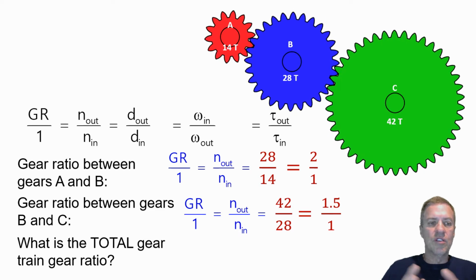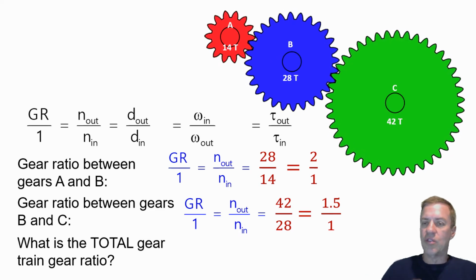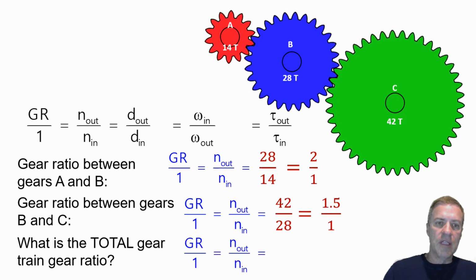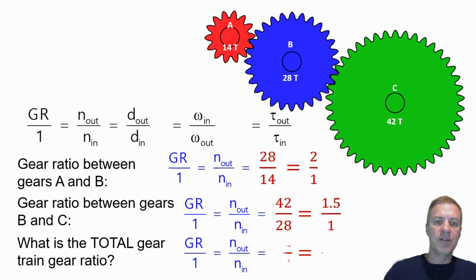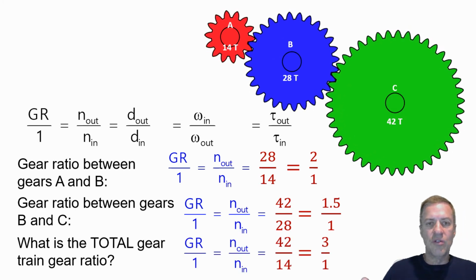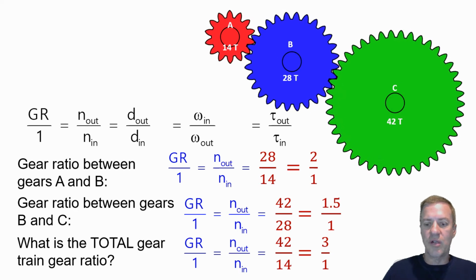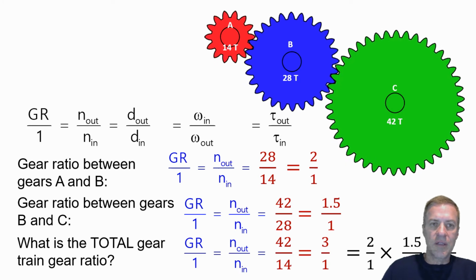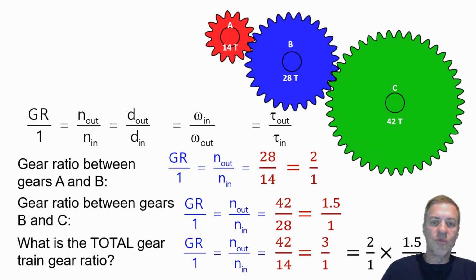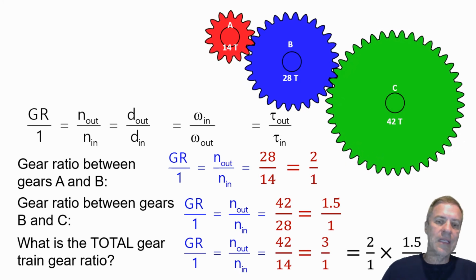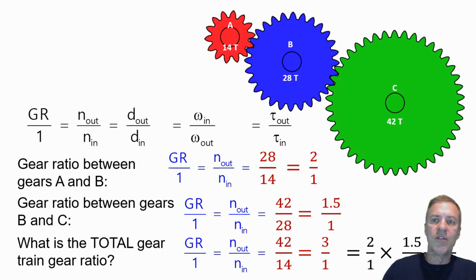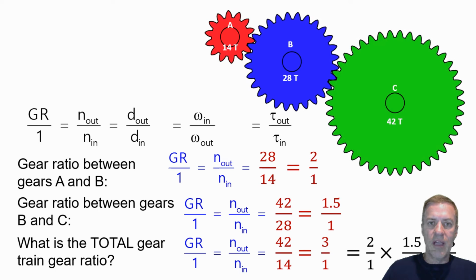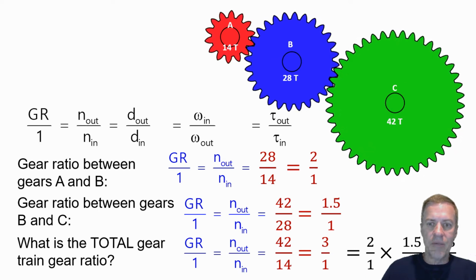So if we look at the total gear train ratio, there's two ways we can do it. We can just look at the input gear and the output gear, which gives us 42 divided by 14, which is 3:1. Or if we multiply the gears together, 2 times 1.5 is 3. Again, we get 3:1. So it doesn't matter if we look at all of them or just our input and our output in this type of gear setup.